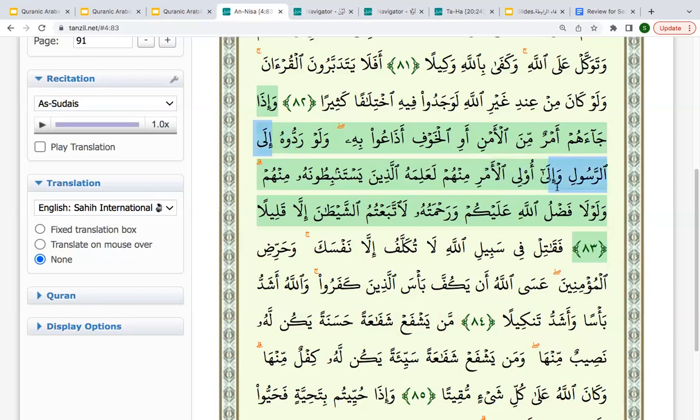Ila rasuli. What are you going to label this? Yes, it is a detail. Very good, Aisha. Ila rasuli is jar wal majroor wa mutalik bil fail. What is wow here? Atf, ila uli. Ila uli. What is the relationship here? Jar wal majroor. Ulil amri. What is the relationship here?